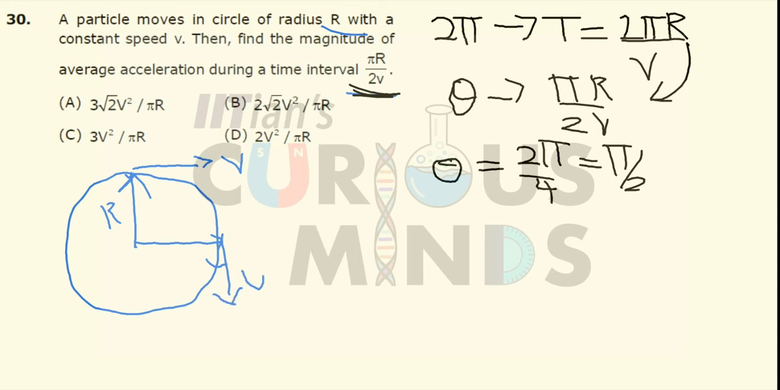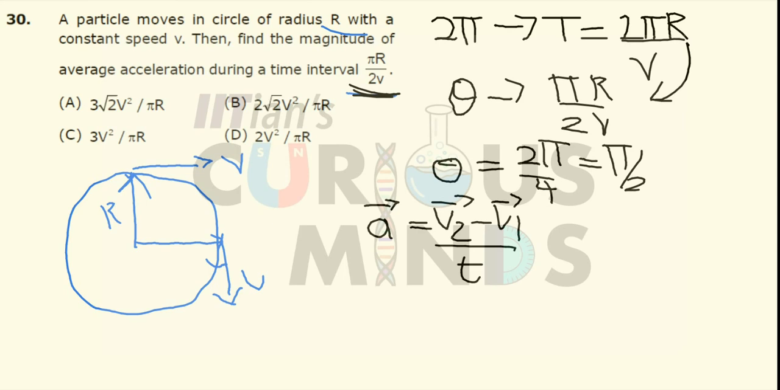So we have to calculate the magnitude of the average acceleration. Average acceleration is equal to the final velocity minus the initial velocity divided by time. Understand that all these quantities are in vector form, so we have to solve it in vector form in order to get the answer. Now let us first find v2 minus v1 as a vector.